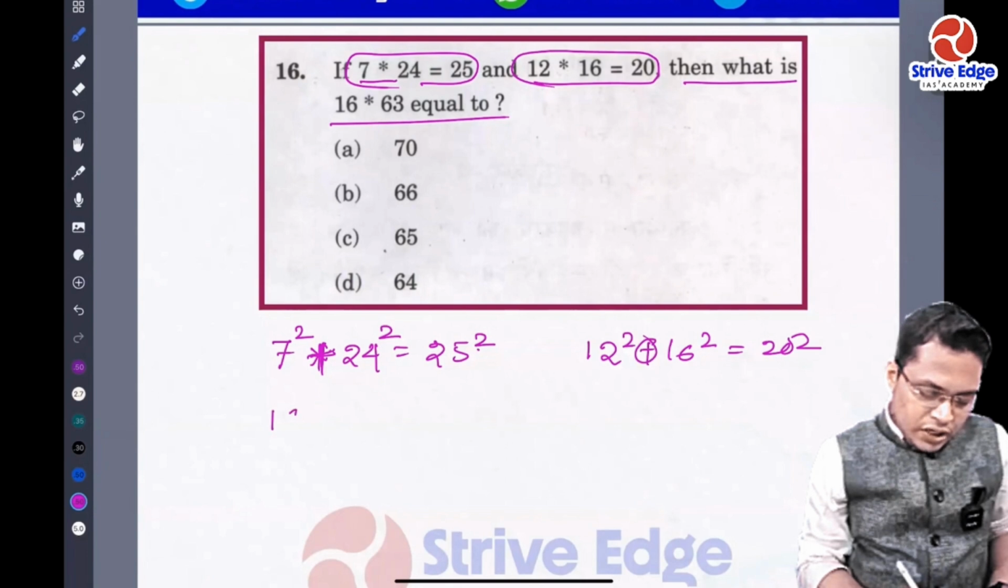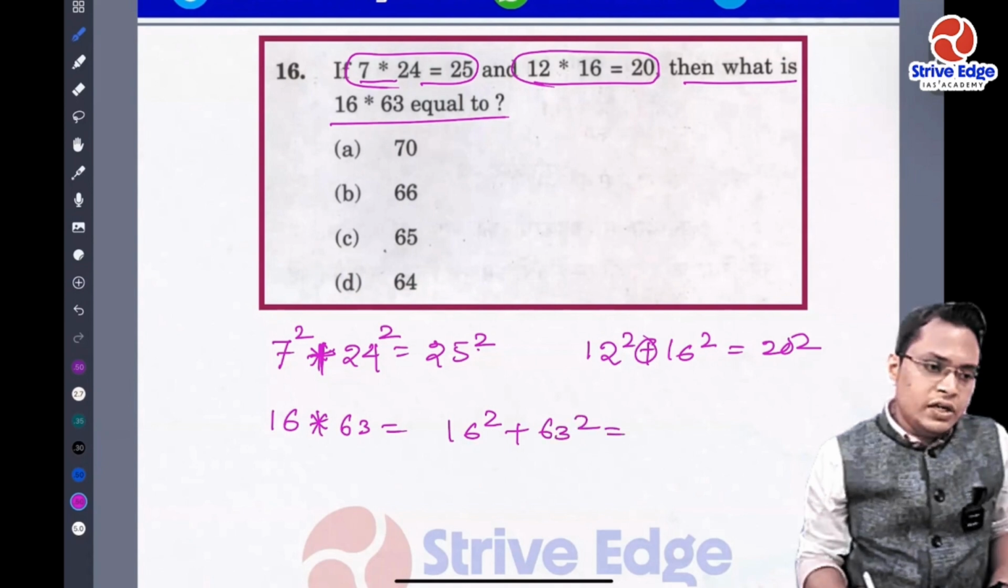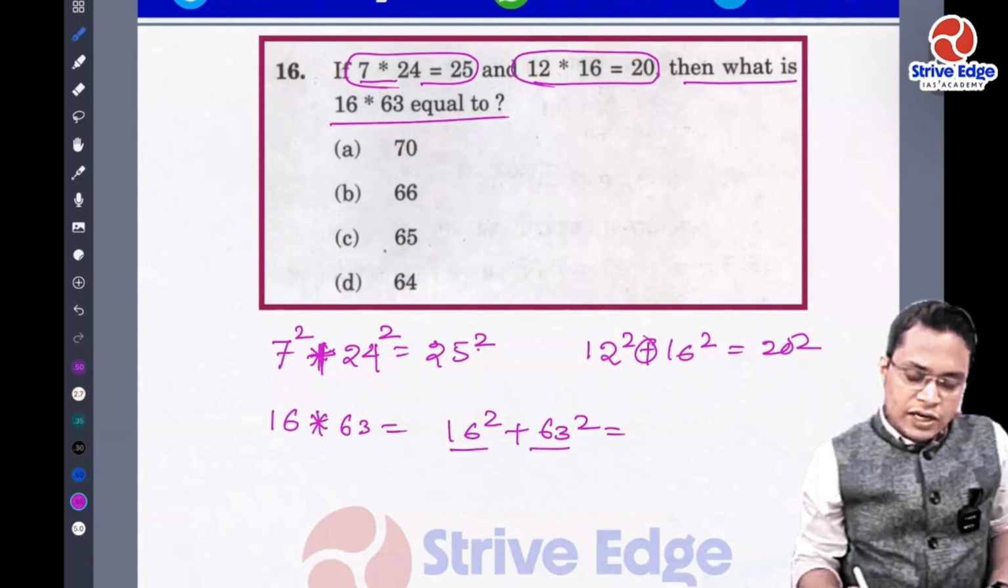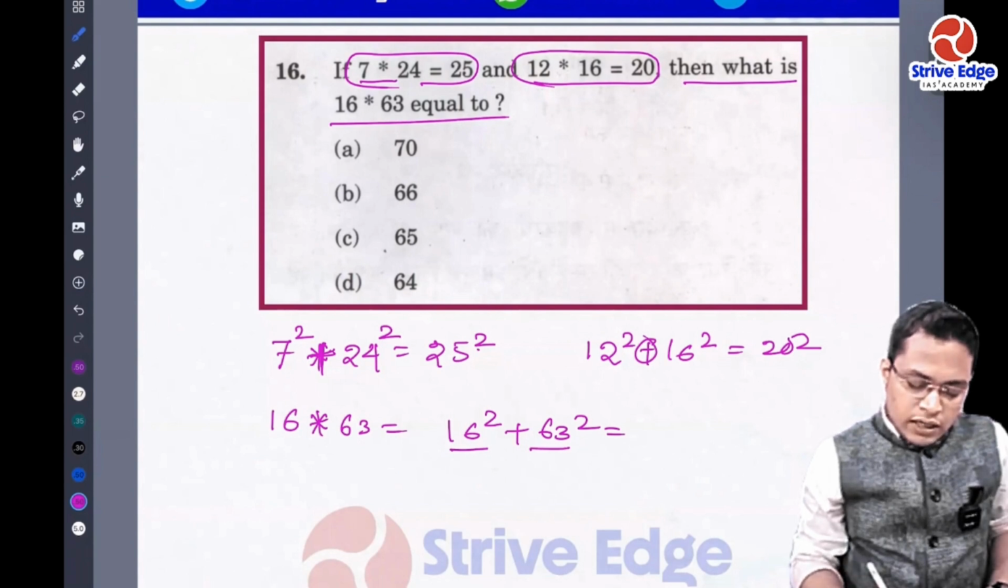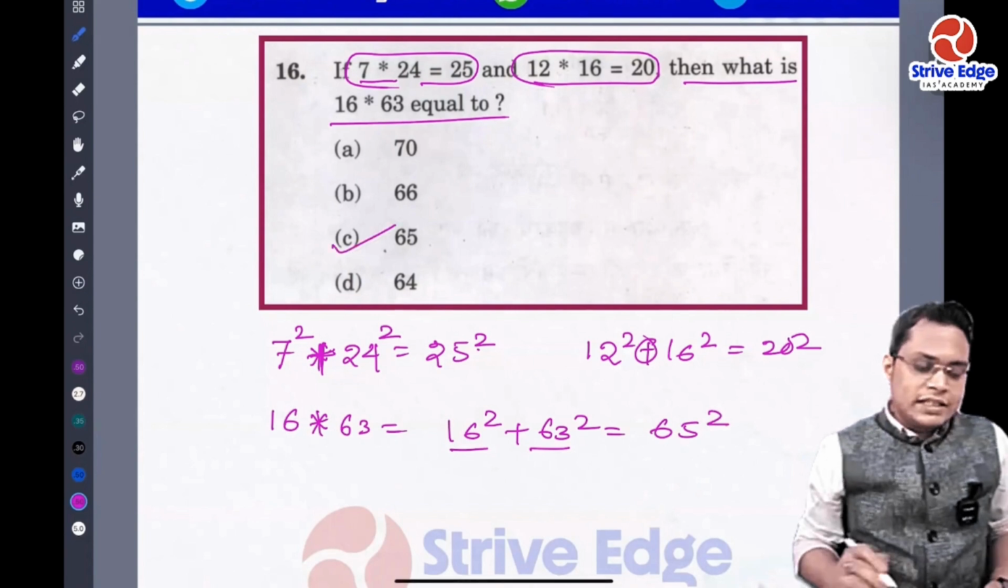So same thing we can do 16 star 63, nothing but 16 square plus 63 square. Okay, so if you are not able to find the exact value, what you will get is 65 square. So the answer is C, 65.